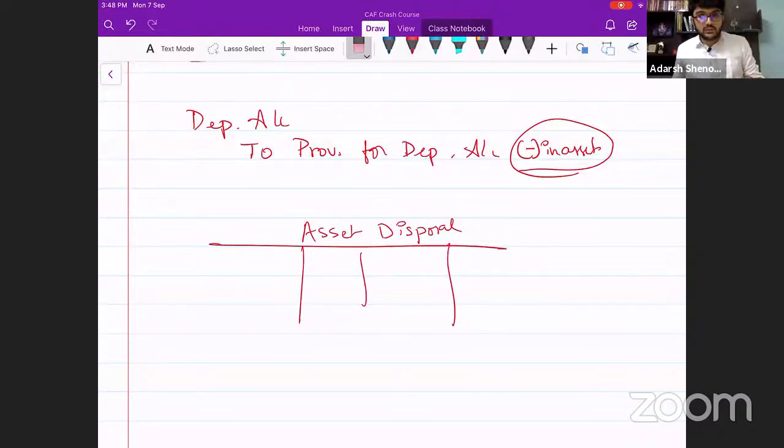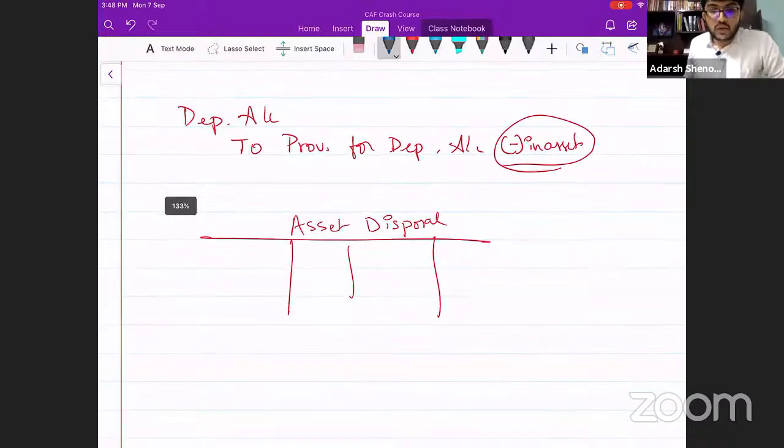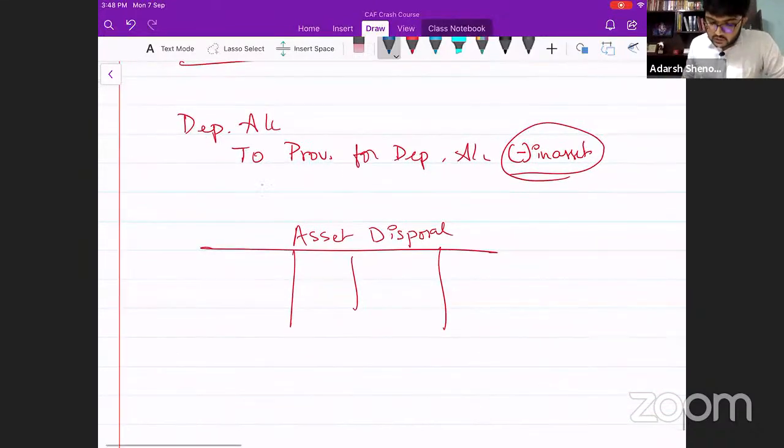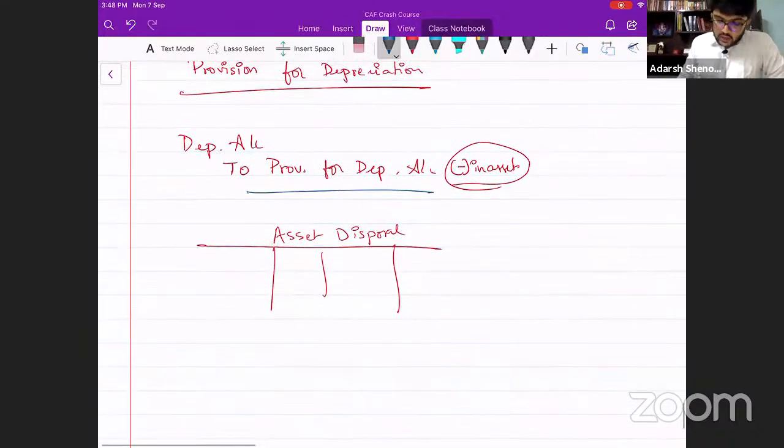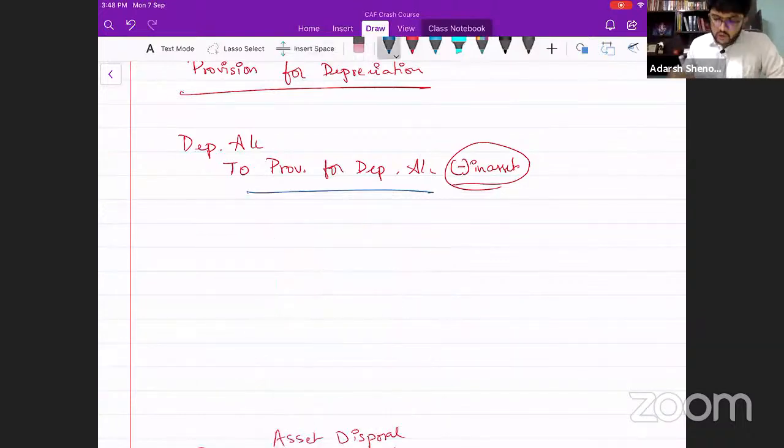Are you following this? Yes. Now, every year we're going to charge depreciation and everything else remains the same. Do we close the provision for depreciation account every year? Do we close it? No. It's a liability account. The balance is carried forward from year on year.